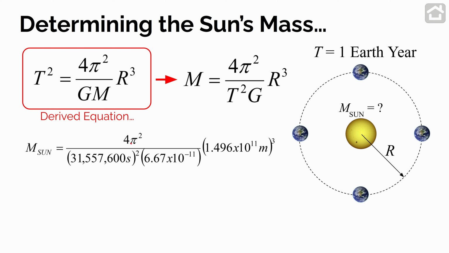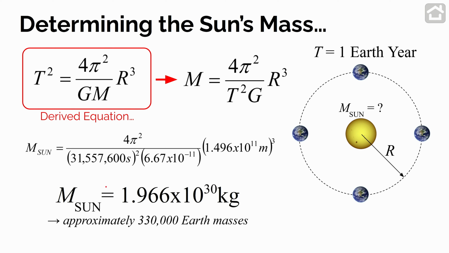We get 4 pi squared on the top. The universal gravitation constant, I didn't include units, just the value. It's 6.67 times 10 to the negative 11th. And the approximate orbital radius of the Earth around the sun is 1.496 times 10 to the 11th meters. And we have to cube that orbital radius. So if you crunch all those numbers, it turns out that based on this derived equation, the mass of our sun should be about 1.966 times 10 to the 30th kilograms of mass. That's approximately 330,000 Earths worth of mass.